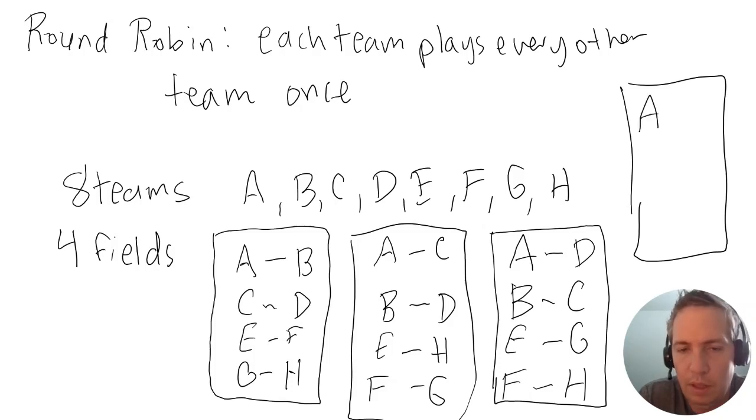So then A will play, who has A not played? A has played B, C, and D, so let's have A play E. Who has B not played? B has played A, B has played C, B has played D. B could play, I guess that would leave me, B could play E. Nope, E's already taken, so let's play F. B plays F. So A, B, C, who's C gonna play?